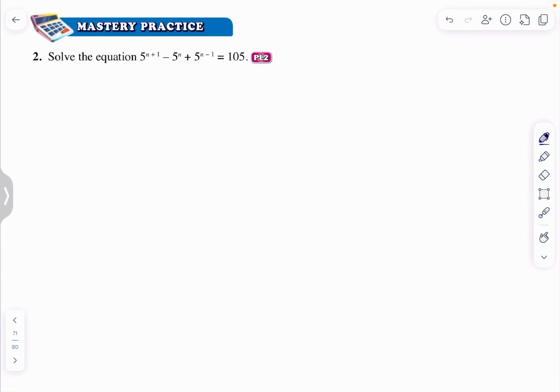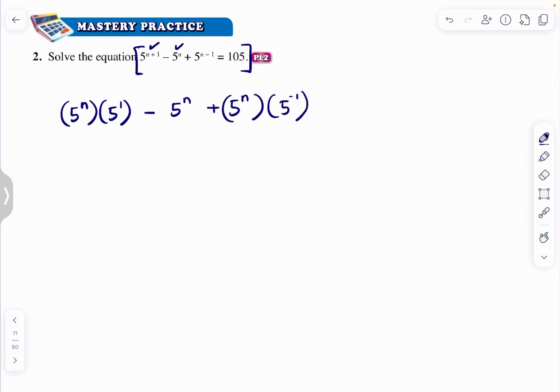Mastery practice question 2. Solve this equation. Okay, so here we have minus and plus, so we have to expand this equation. So it becomes 5n times 5 power 1 minus 5n plus 5n times 5 power negative 1 equals 105.